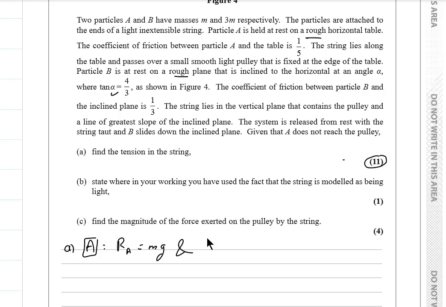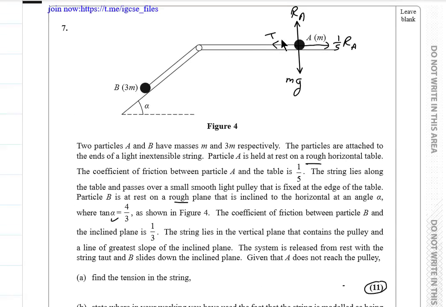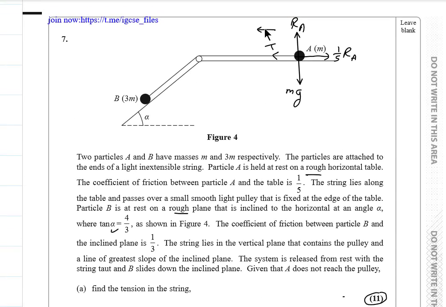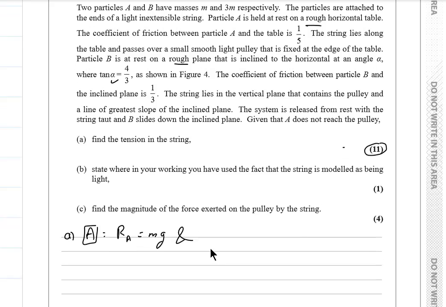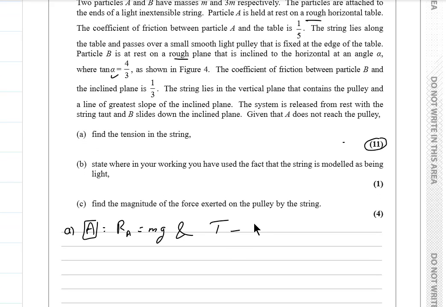The second equation will be in the horizontal direction, where we have an acceleration a. So we can write T minus 1/5 R_A, but wait, R_A is the same as mg. So we can write T minus 1/5 mg equals ma. This is the first equation.